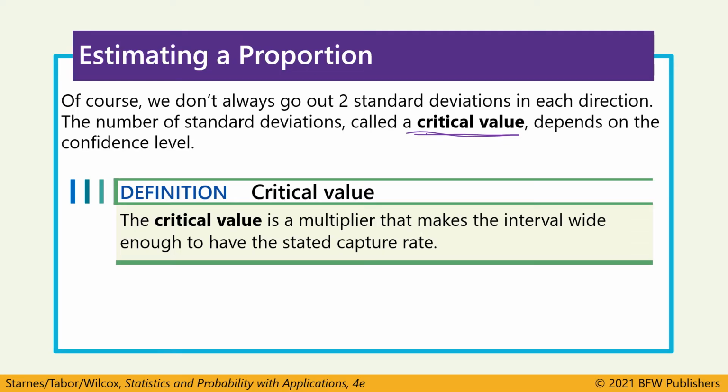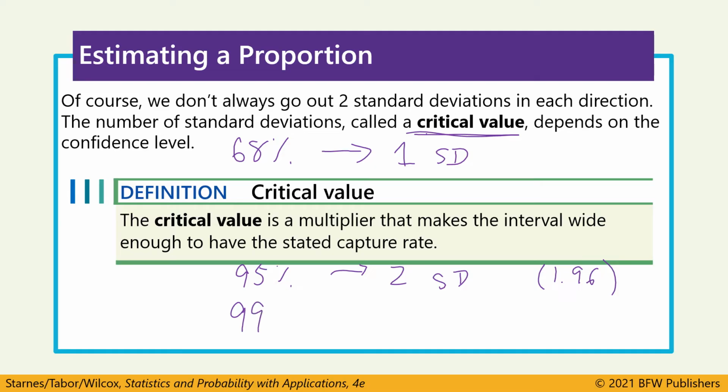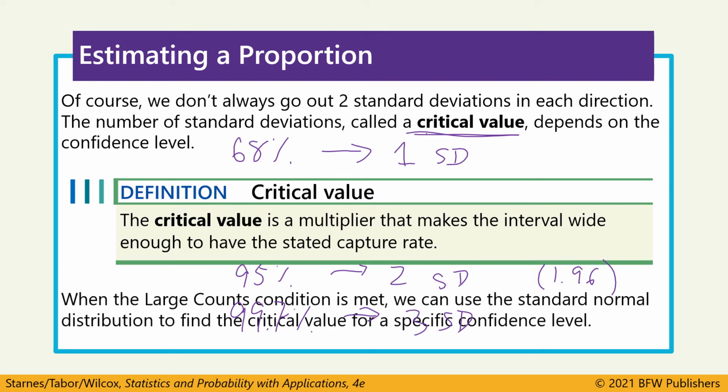So if we said 68% confidence level, we'd go out about 1 standard deviation. Again, that's an estimate. If we had said we have 95% confidence, we'd go out about 2 standard deviations. That's an estimate. It's actually about 1.96. And if we say we are 99.7% confident, we would go out about 3 standard deviations.